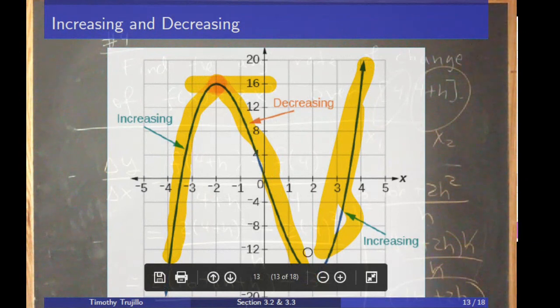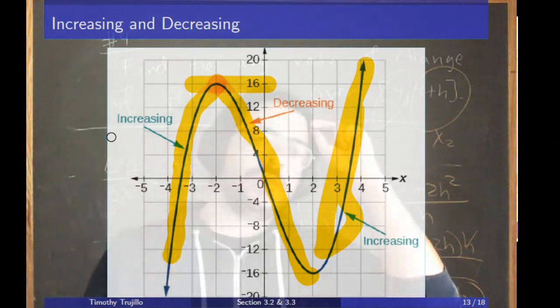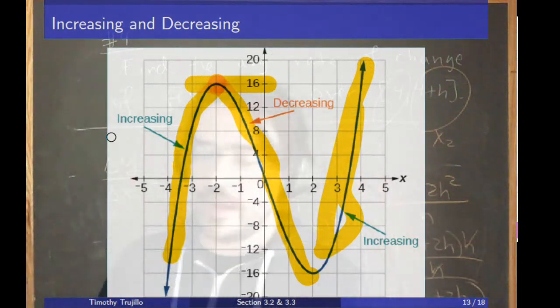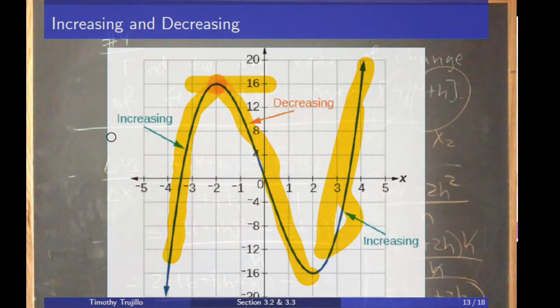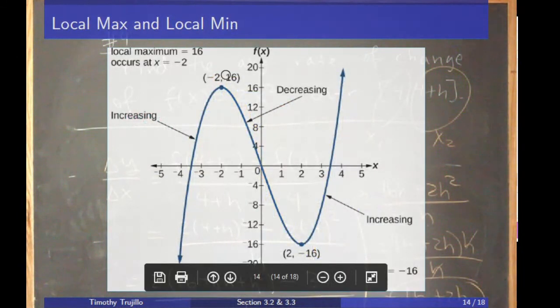This guy over here is a local minimum, and we want to think about the y values. So in that case, that local minimum would be down there at -16. So we have local minimums and local maximums, increasing and decreasing. And the increase and decrease, we do the same way that we did for domains. We list it out in interval notation. Okay, so this is that same picture again. Here we're increasing up to this point right here, and then we're decreasing until we hit this point here, and then we start to increase again.